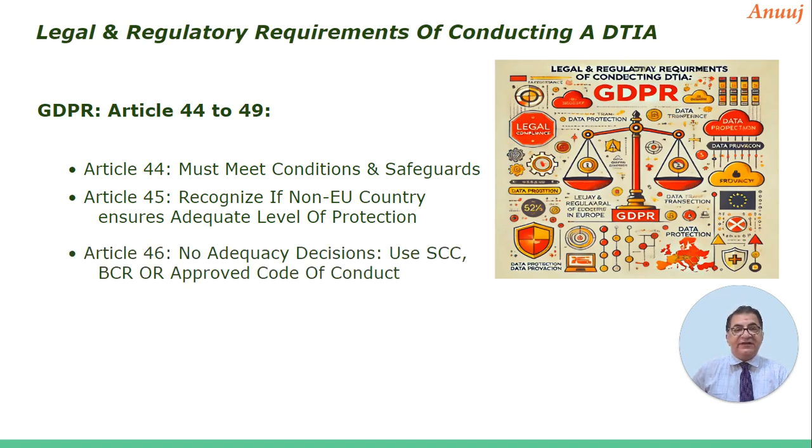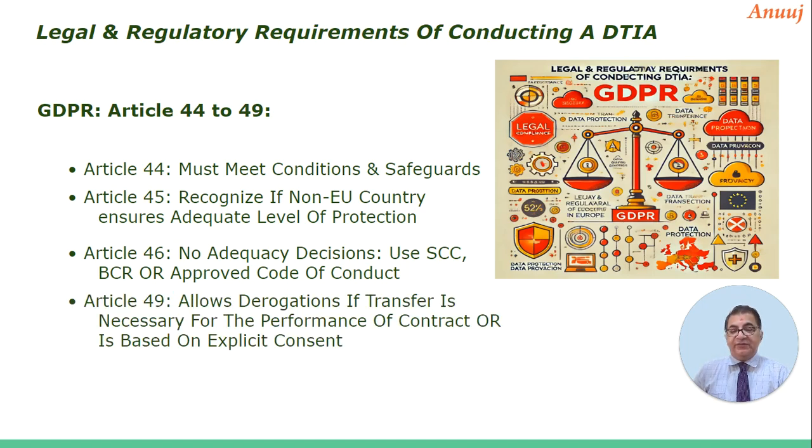Article 46 says that if in case they don't, then you need to follow the concept of SCCs, BCRs and approved codes of conduct. We have already seen SCCs are the standard contractual clauses and BCRs are the binding corporate rules, right? So either of these need to be followed if you find that the destination country is not adequate, that is, they don't have their own proper laws and framework on data protection and privacy.